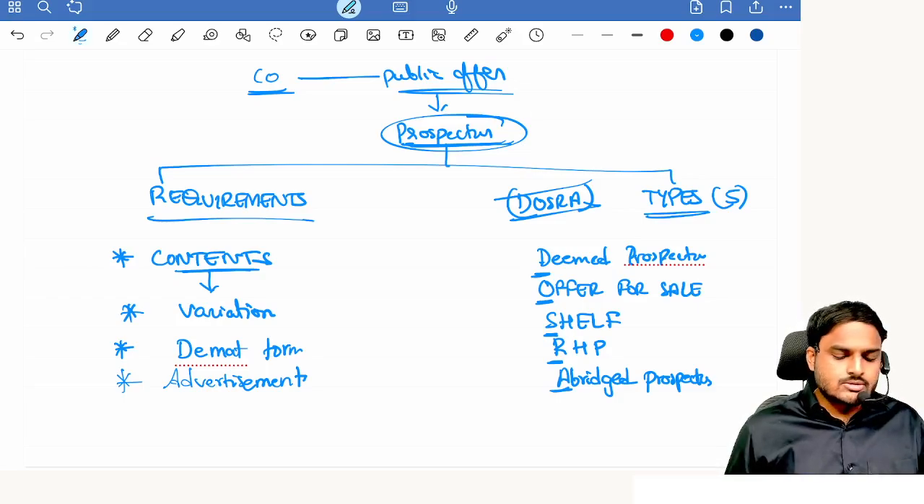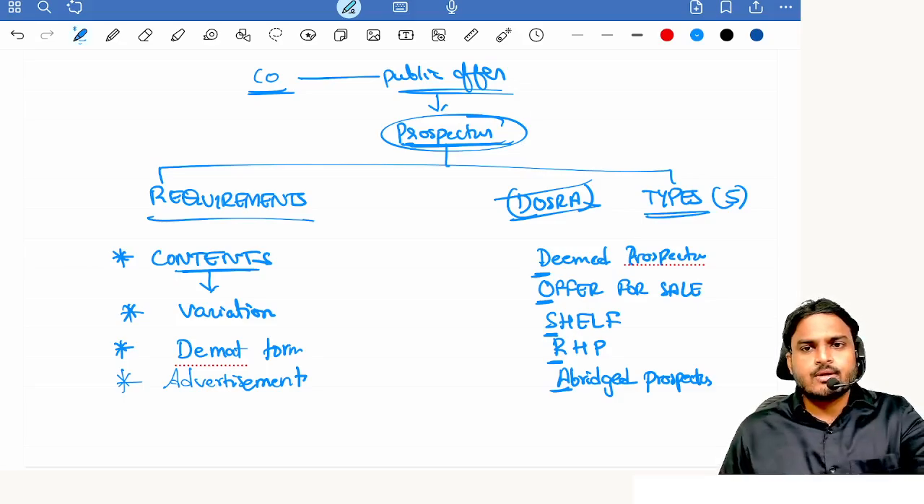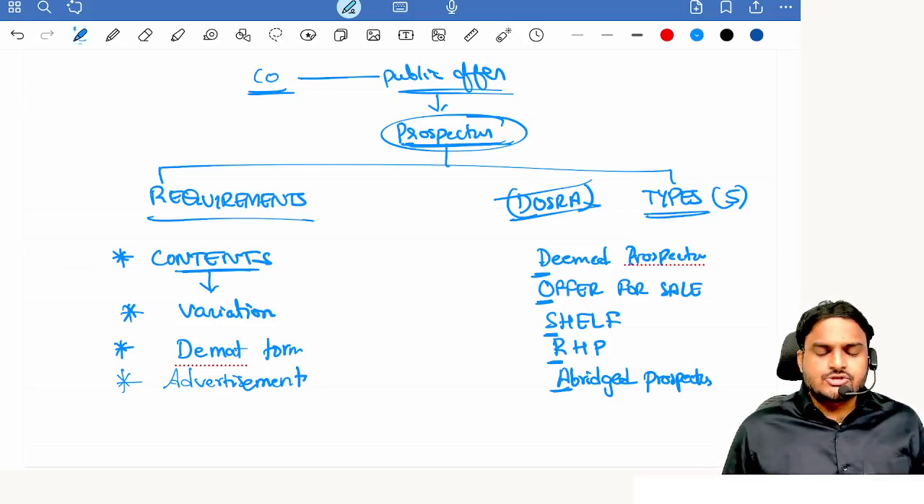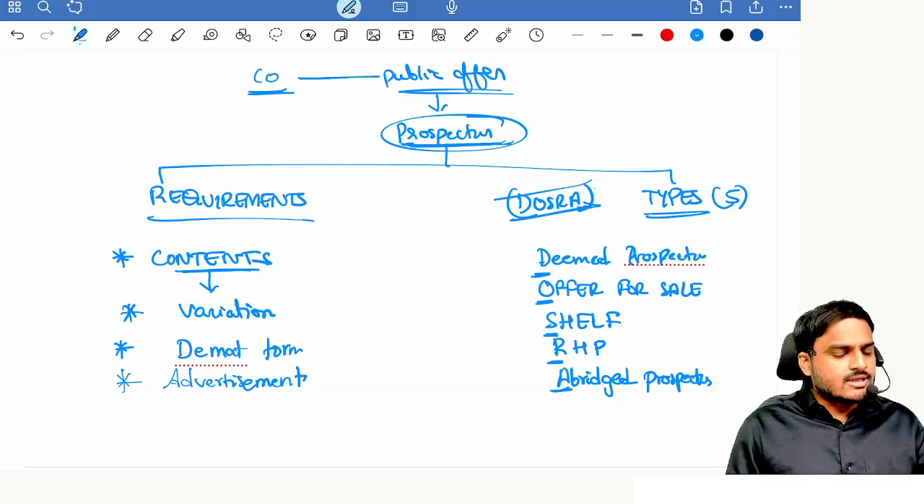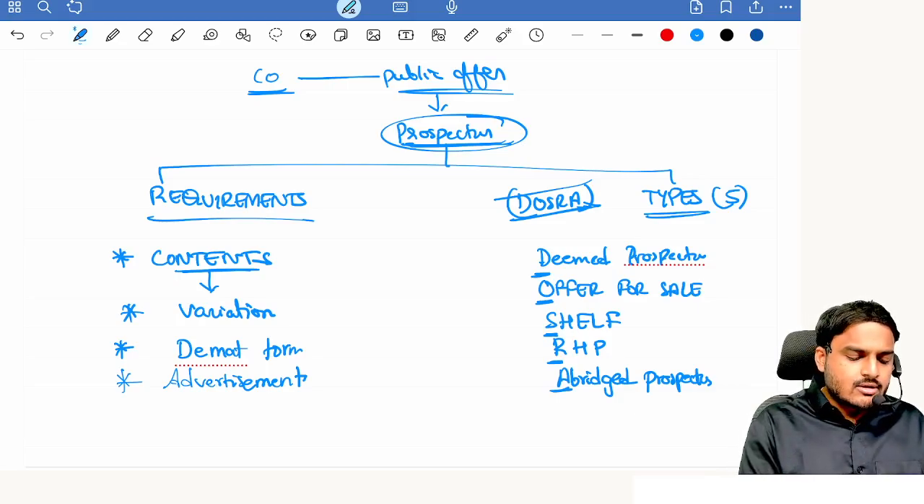Understood? So how many types of prospectus are we having? 5 types of prospectus we are having. Deemed prospectus, offer for sale of securities, shelf prospectus, red herring prospectus, abridged prospectus. And you have to remember this shortcut, DOSRA. Now first time, second time like that, in Hindi we can call it as dusra. Yes or no? Any mistake? No mistake, right? Okay.